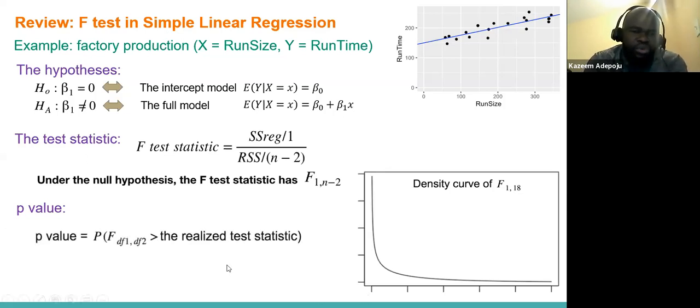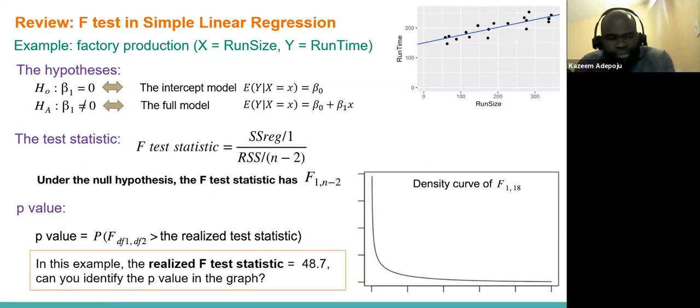So if I want to figure out the p-value, I'm actually going to ask: what is the probability of the F distribution, given the 2 degrees of freedom that I talked about, being greater than the realized test statistic? We're looking for the probability that the F distribution, given the 2 degrees of freedom, will be greater than the realized value, the value that we got after computing this one.